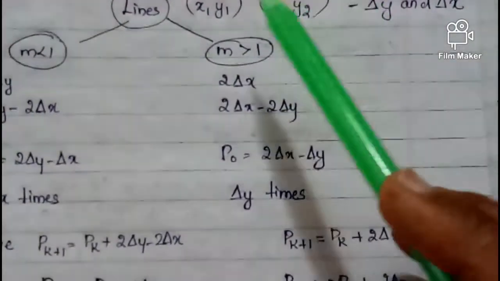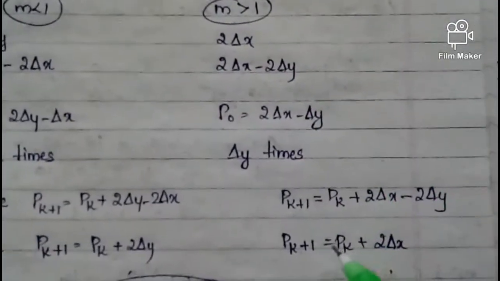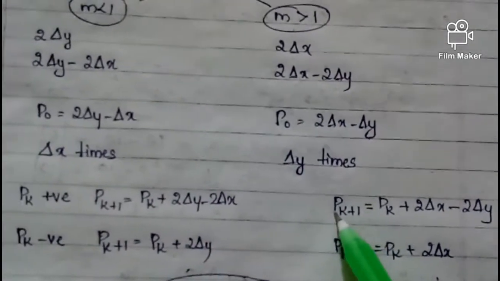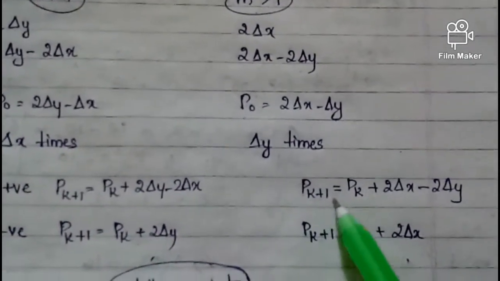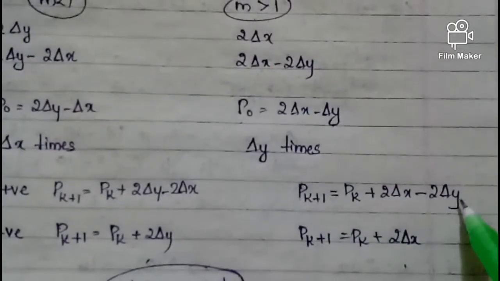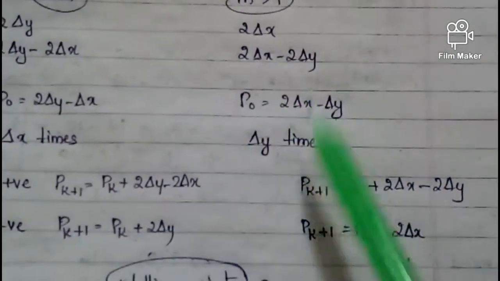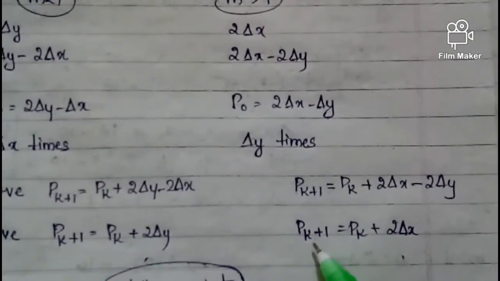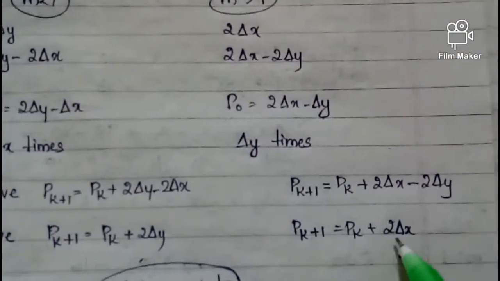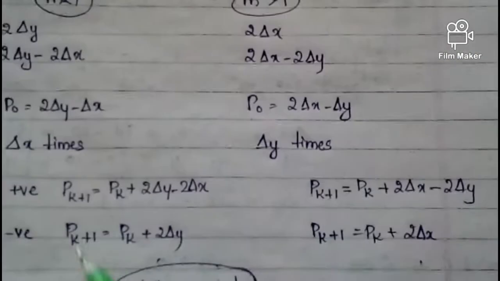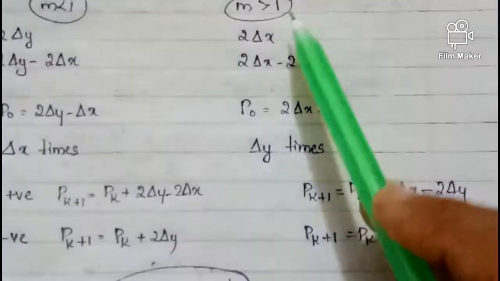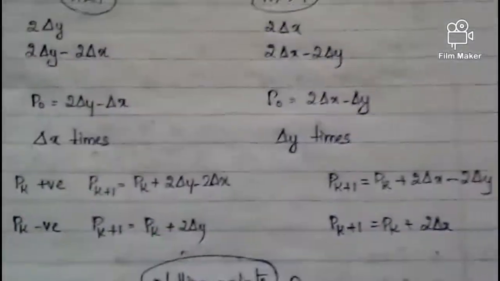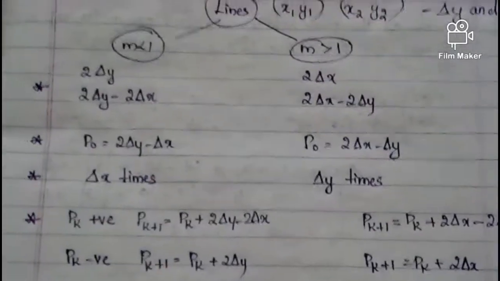Similarly, in this algorithm, the equation to find pk plus 1 is: if pk is positive, then pk plus 1 is equal to pk plus 2 delta x minus 2 delta y, that means this value. And if pk is negative, then pk plus 1 is equal to pk plus 2 delta x, that is this value. So in this equation we will be using these two constants, but in the other equation we will be using these two constants. So what is the overall step?